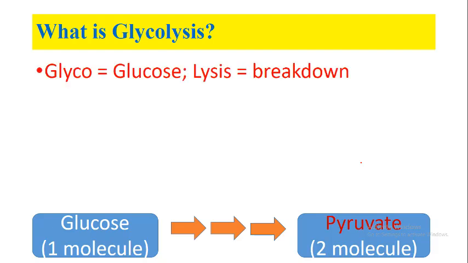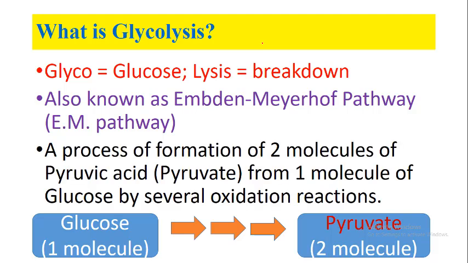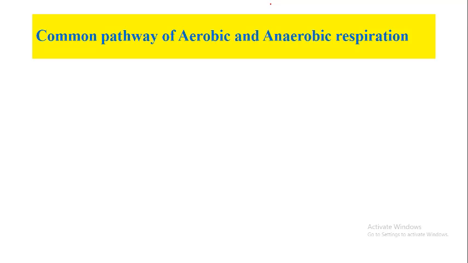What is glycolysis? Glyco means glucose and lysis means breakdown. So glycolysis means breakdown of glucose. It is also known as Embden-Meyerhof pathway, in brief EM pathway. It is a process of formation of two molecules of pyruvate from one molecule of glucose by several oxidation reactions. It's a common pathway of aerobic and anaerobic respiration.